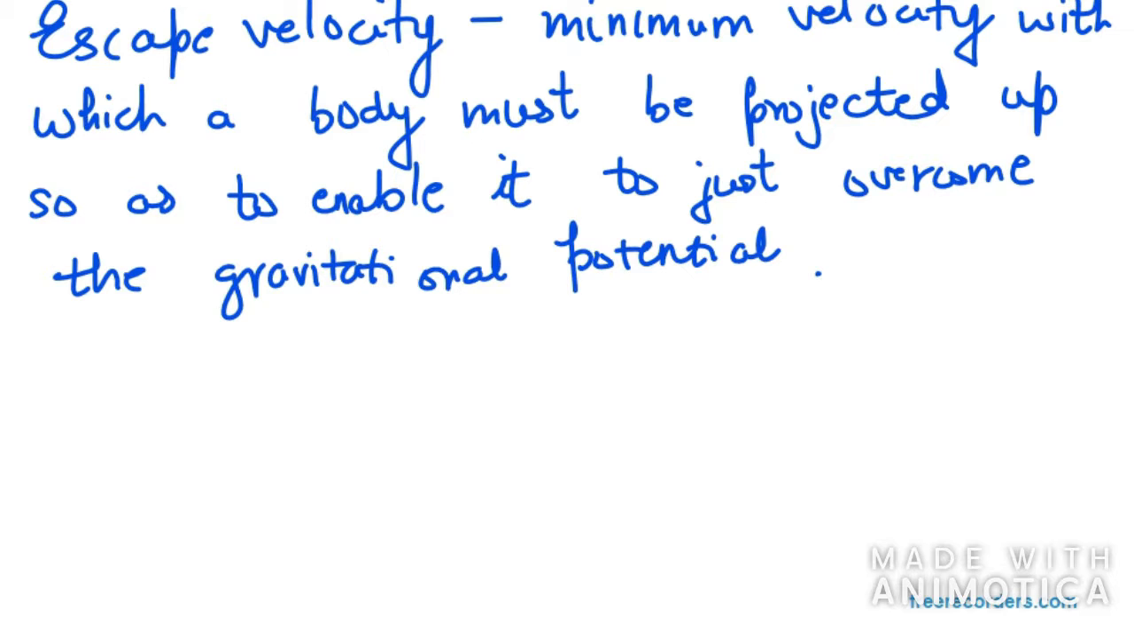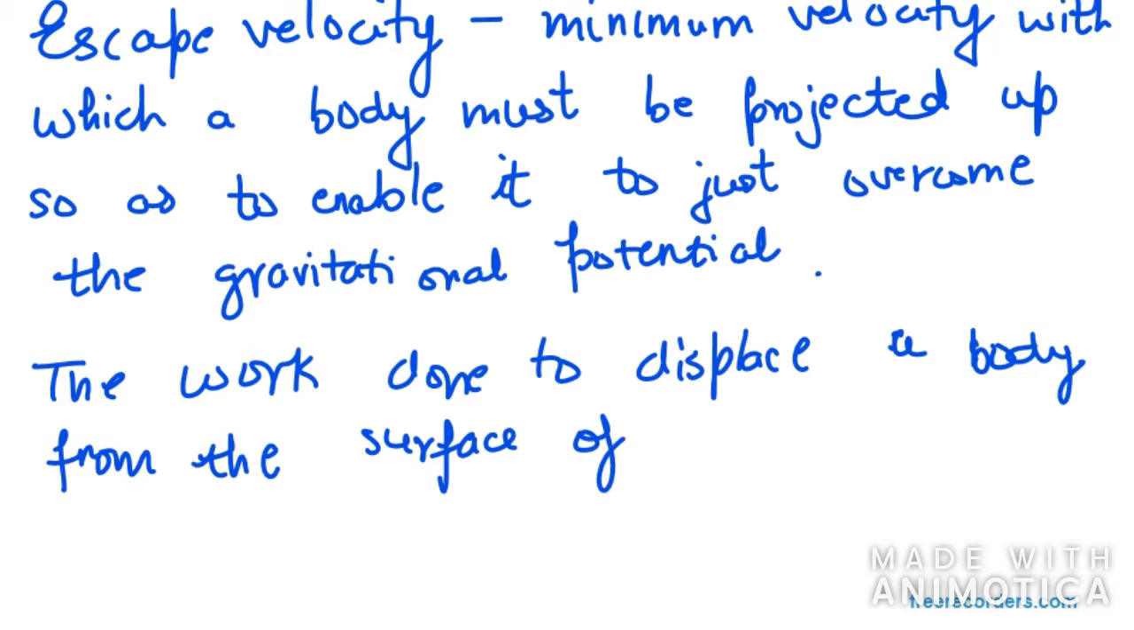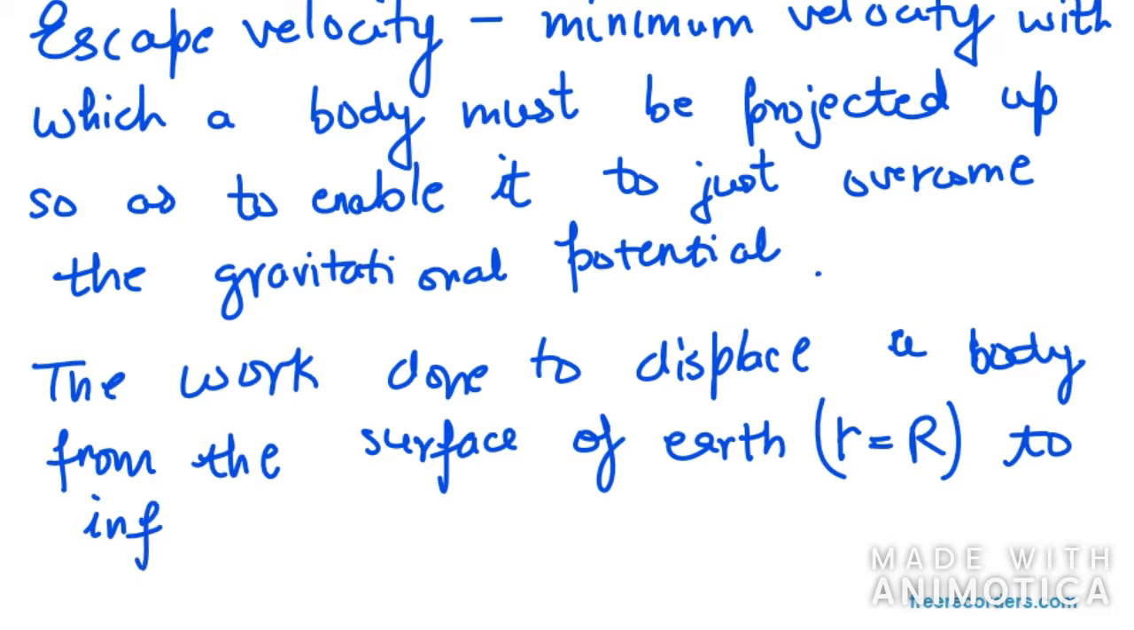Now, this is actually the reverse of the work done. So in this case, we consider the work done to displace a body from the surface of the earth, that is r equal to R, to infinity, that is r equal to infinity. So in this case, we have to do the reverse of what we did in the last lecture. So the work done to displace a body from the surface of earth, we'll be considering it as r equal to R because the radius of the earth I have been denoting as R, to infinity. In this case, r will be equal to infinity.